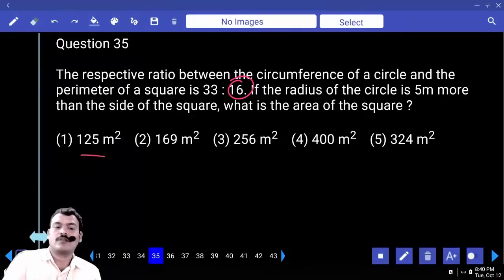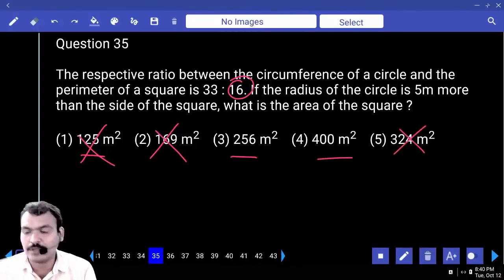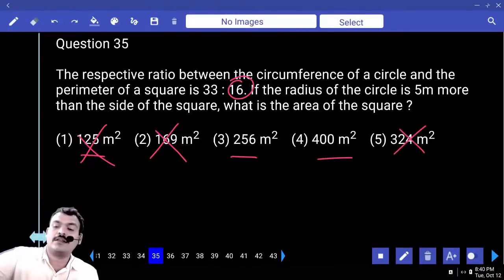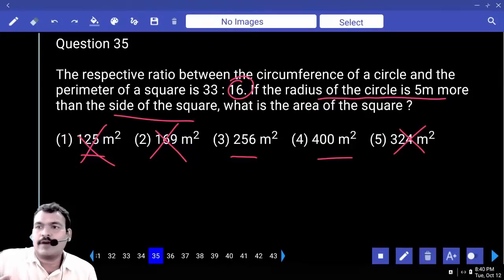First one? No. Second one? No. Third one? Yes. Fourth one? Yes, 16 into 25. Next, 324? No. How many possibilities? Two possibilities. And one more condition: the radius of the circle is 5 meters more than the side of a square. If the difference is 5, each one also is a multiple of 5.